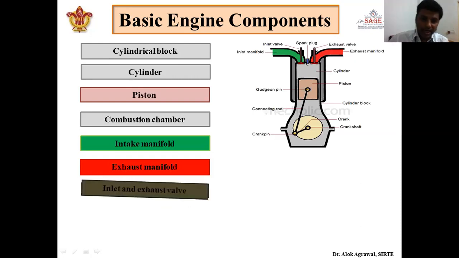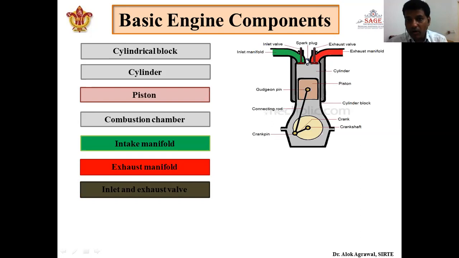Next one is inlet and exhaust valve. This one is inlet valve and this is exhaust valve. Its function is to operate with the help of the crankshaft, and it guides when the air-fuel mixture is required. It will open, and when the air-fuel mixture is not required it is closed. Again, when we have to exhaust these gases from the cylinder to the outside world, this exhaust valve is open, and the rest of the time it is closed.